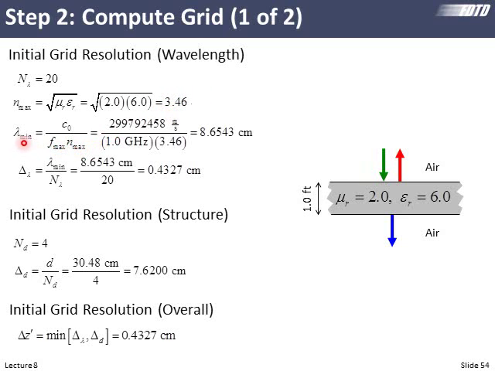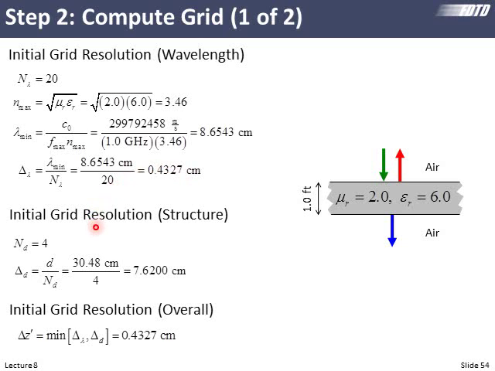Then we want to know the minimum wavelength. Well, the maximum frequency will be 1 gigahertz. So C over F max times N max gives us a minimum wavelength of 8.6 centimeters. So that'll be the wavelength corresponding to the maximum frequency in the region of the highest refractive index. And we want to divide that by about 20 cells. So our grid resolution based on wavelength is about 0.43 centimeters or 4.3 millimeters.